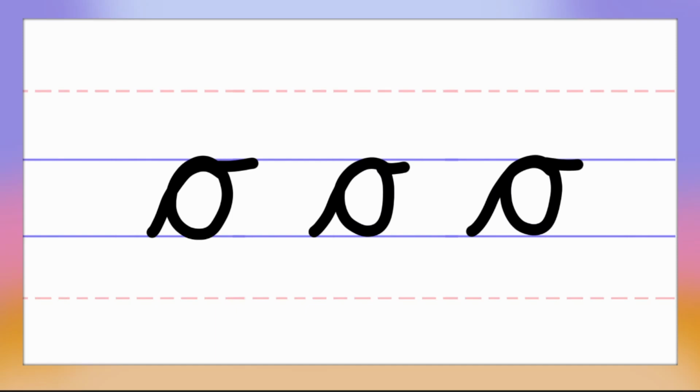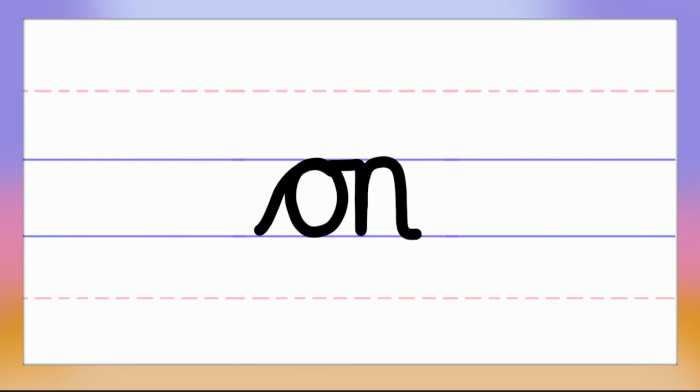Let's see how it looks in a word. One is written like this. All the letters after o start at the top because o ends at the top. Foot is written like this.